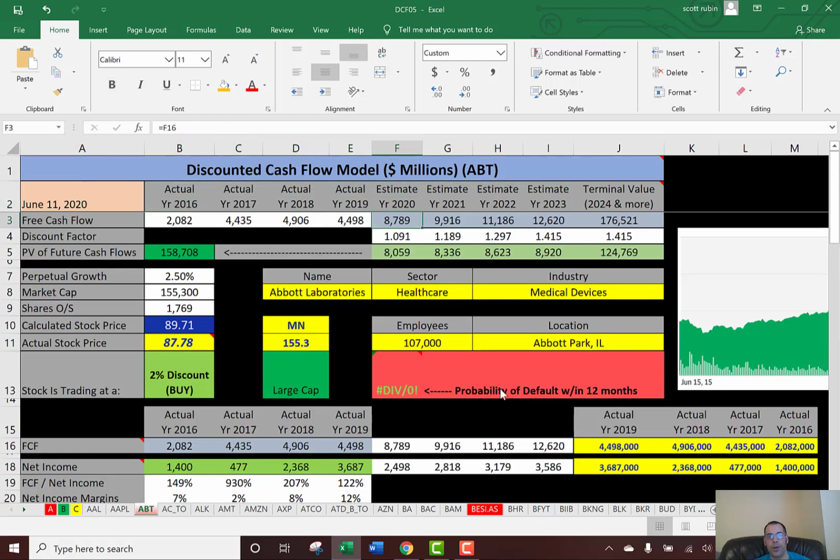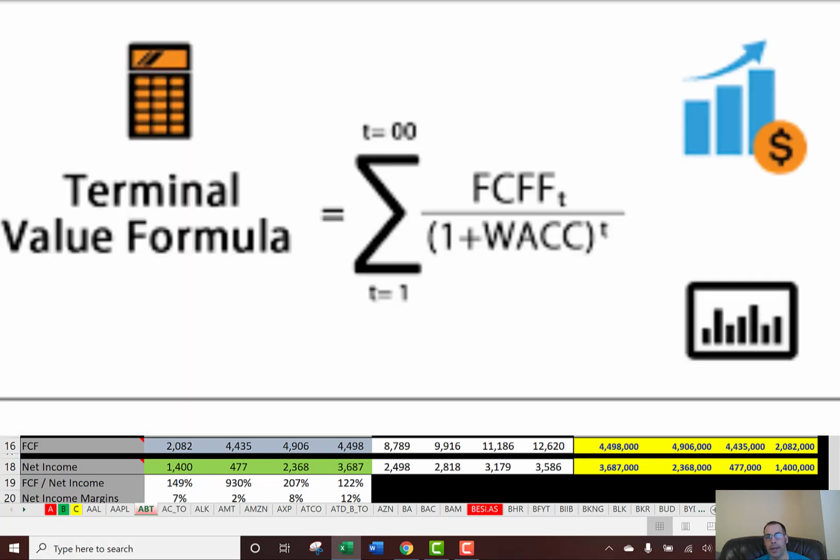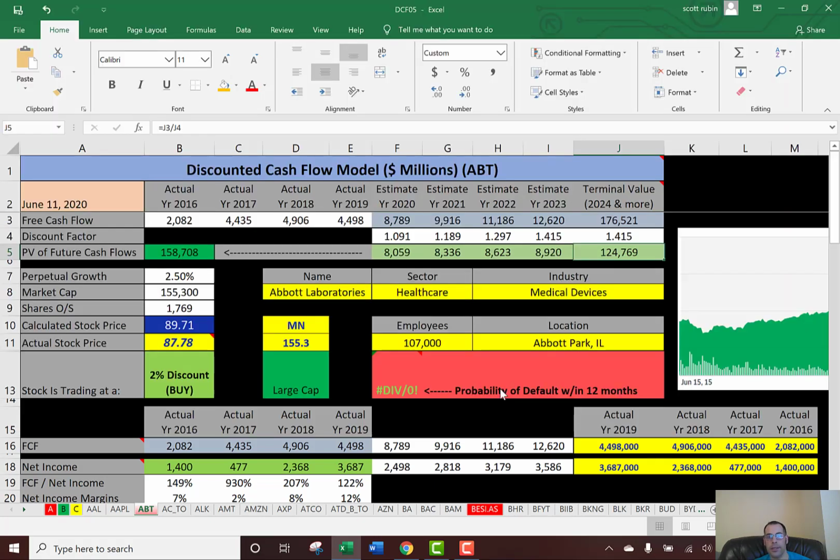And we estimated future free cash flows for 4 years based on our inputs from earlier. We did a terminal value, which is all years past year 4. We discounted those numbers back to today's dollars. Then we get an intrinsic value of the company of $158 billion. And that gives us an intrinsic stock price of $90.